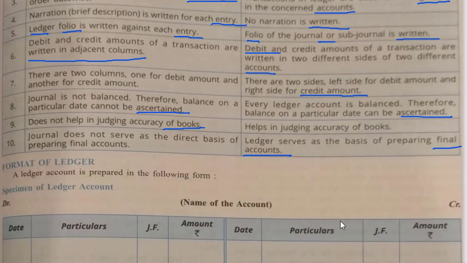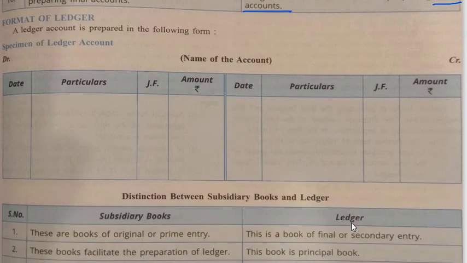So you can see here that there is too much work for accountants. They have to do general recordings, they have to do ledger recordings, then they have to do the final accounting, right? Now here we have the format of journal, format of ledger.